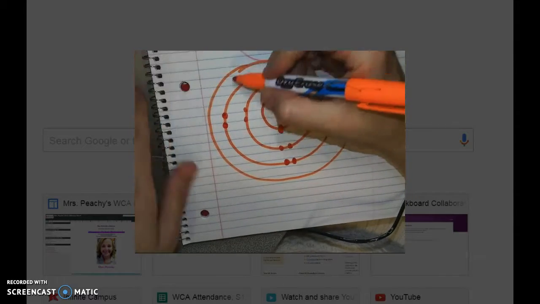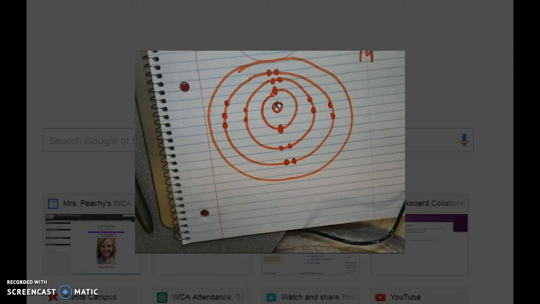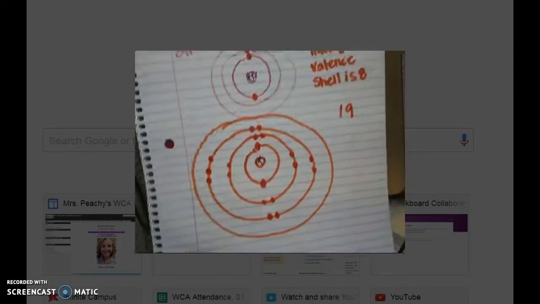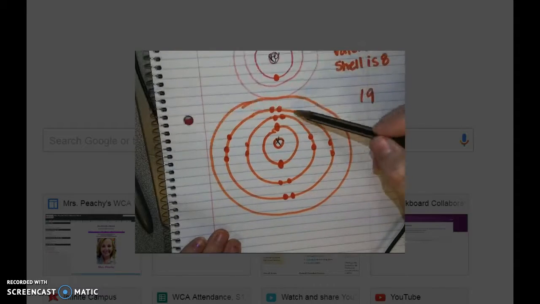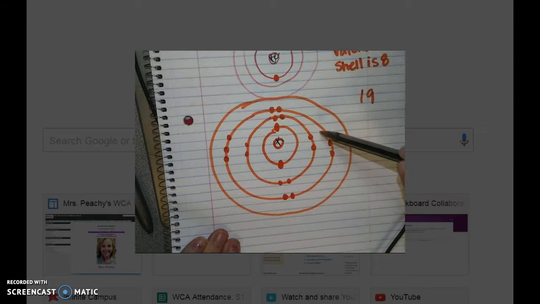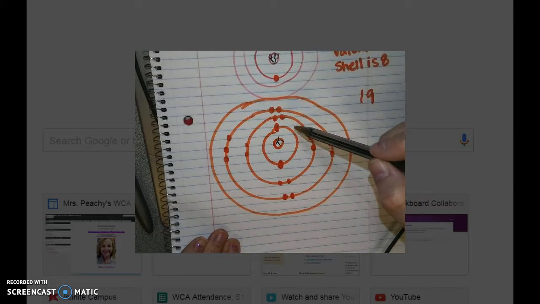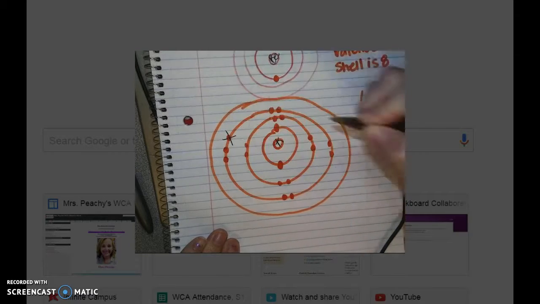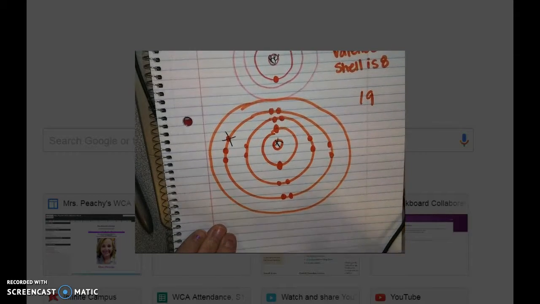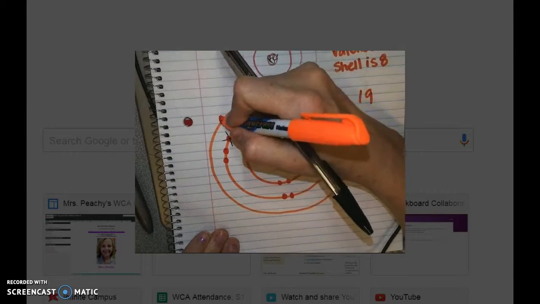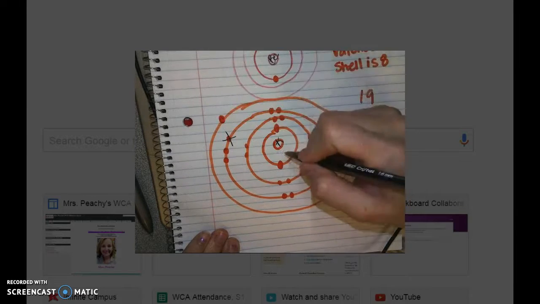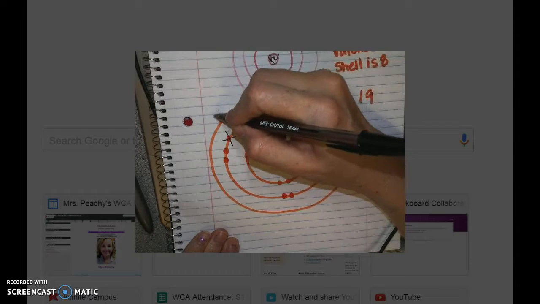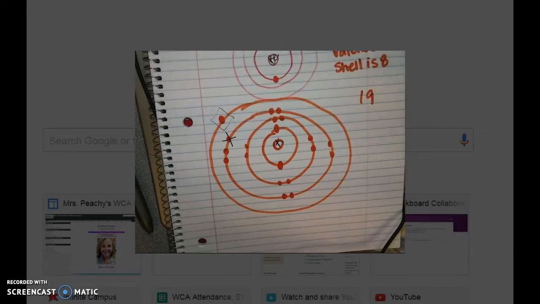if I put one more to make 9, that violates the octet rule that says the maximum number of electrons in the valence shell is 8. Remember, the valence shell is the outermost shell that has electrons. So we can't do that because it would be a violation of that rule. Instead, we bump that last one up to shell 4. So now we know that potassium only has 1 valence electron.